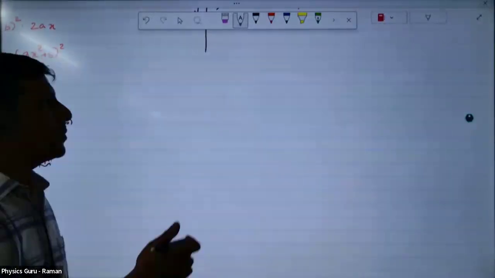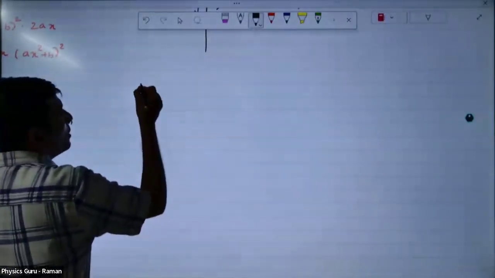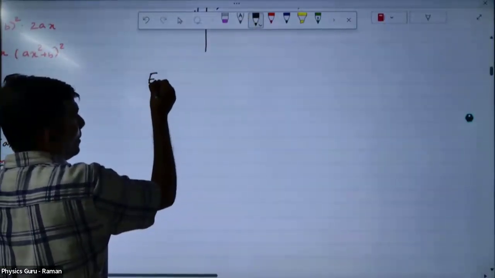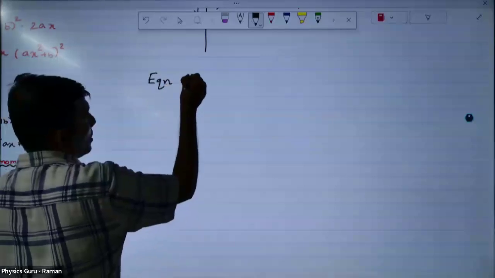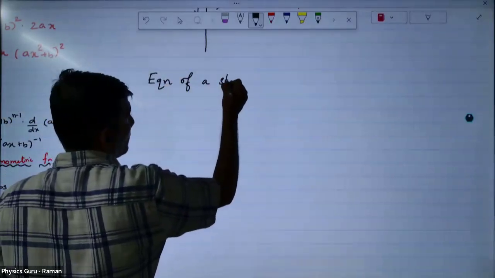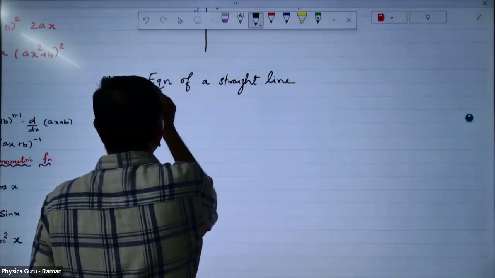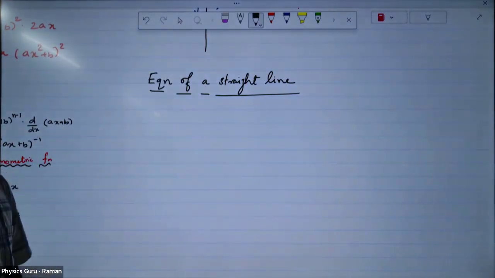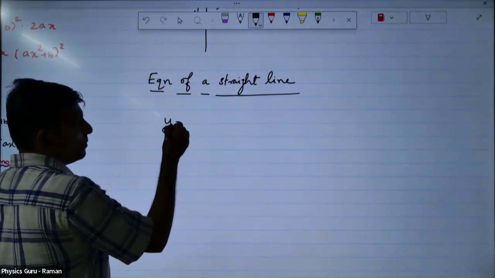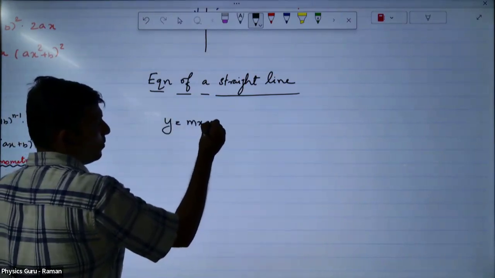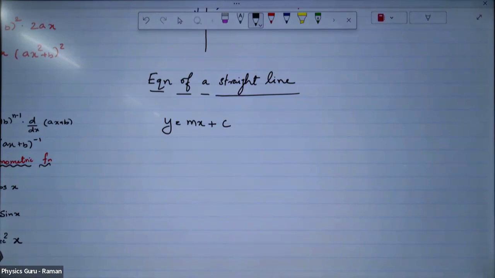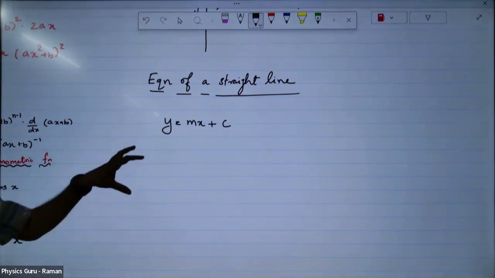Are you aware of that? I'll give you one simple equation here. Equation of a straight line. Can anyone tell me if you know already? Equation of a straight line. Y is equal to mx plus c. This is the formula.